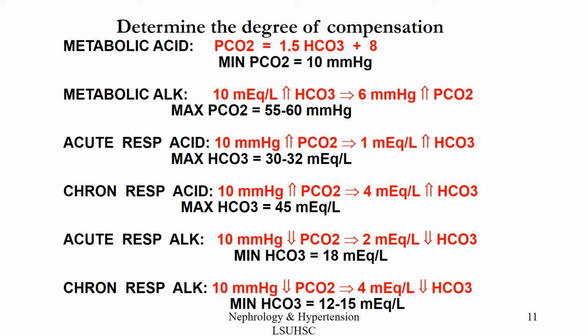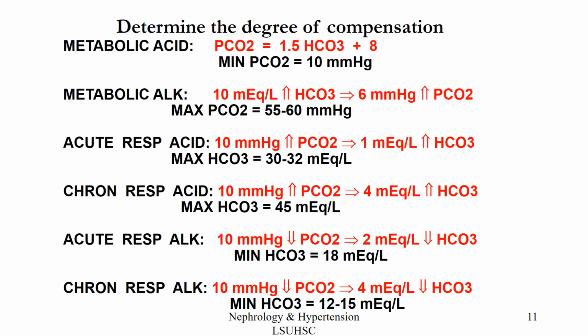So those two for metabolic conditions. When there is a respiratory condition, the compensation is divided into acute and chronic. And this division is primarily because the renal compensation for any respiratory disorder starts slow and peaks at about 24 to 48 hours. So the first 24 hours, any respiratory change can be compensated some by the kidney, and that compensation is usually a little less.